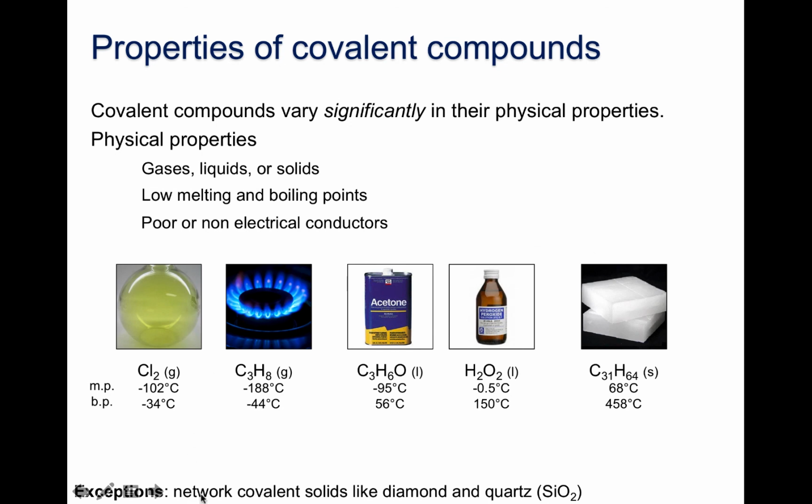And there are some exceptions. There are some things called network covalent solids. If you think of something like diamond, which is entirely carbon atoms arranged together, it doesn't really fit the properties of covalent compounds. So do know that there are some network covalent solids that exist, and they don't follow the general properties that I've described here.